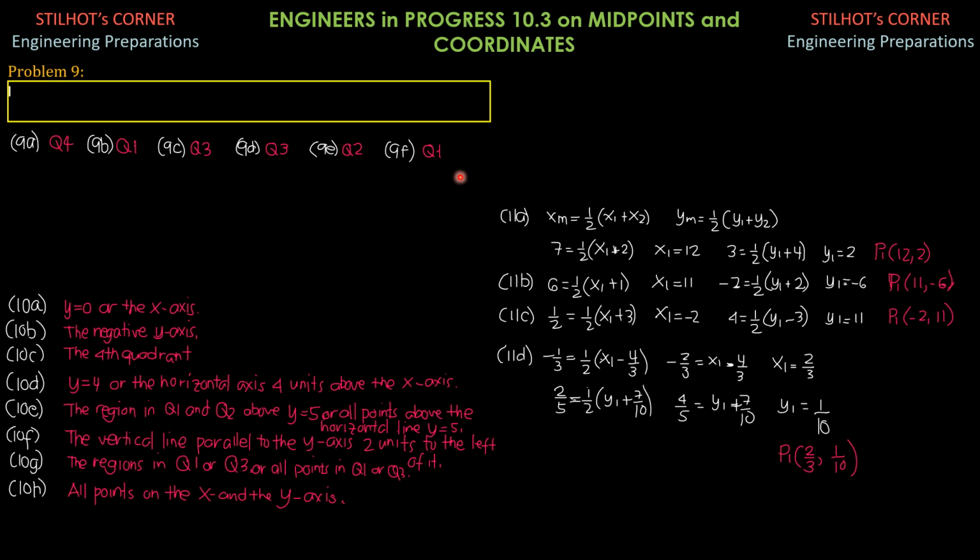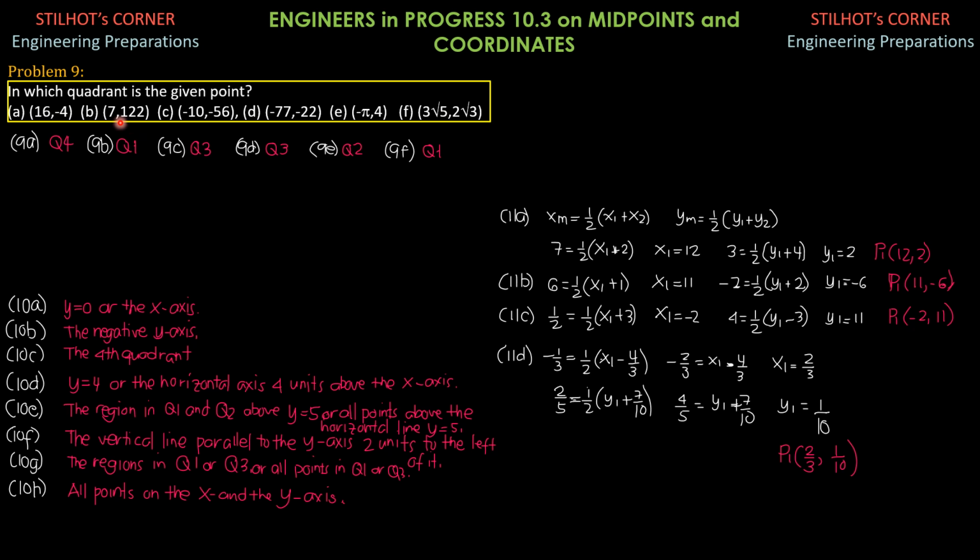So here we go. Problem 9. In which quadrant is the given point? This is a very light problem, but that light problem, as we move on, will become a little bit heavy until such time that you will become a good engineering student. So 16 comma negative 4: the abscissa is positive, the ordinate is negative, so this is in quadrant 4.